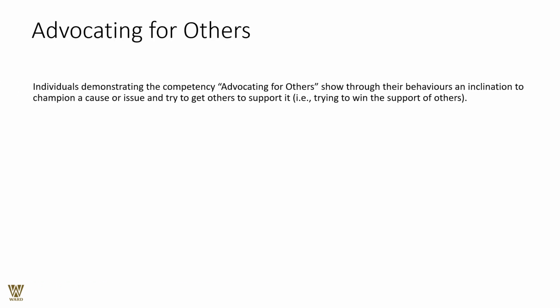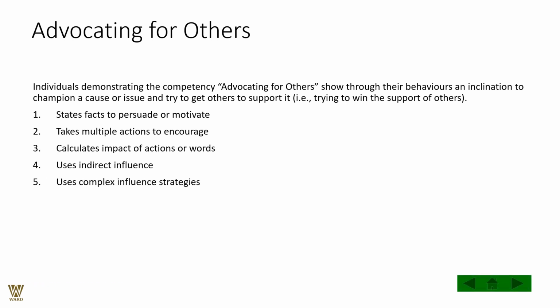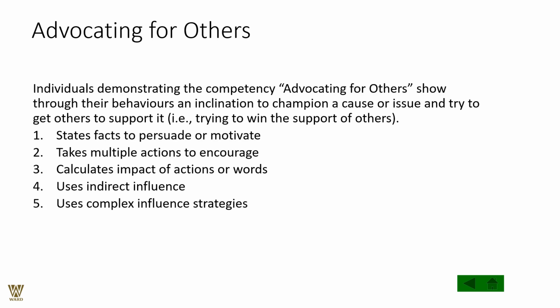Allow me to go around those 15 competencies one at a time so that everybody understands what needs to go around it. So we're talking about an individual demonstrating competencies for advocating for others. We're talking about stating facts to persuade, to motivate, taking multiple actions to encourage, calculating the impact of actions or words, using direct influence, and probably using complex influencing strategy as and when needed. The thing that works with people is that you need to work with them and nothing beyond them. We're talking about advocating for others.